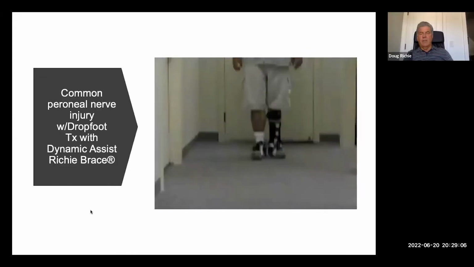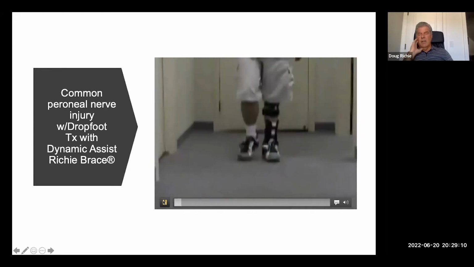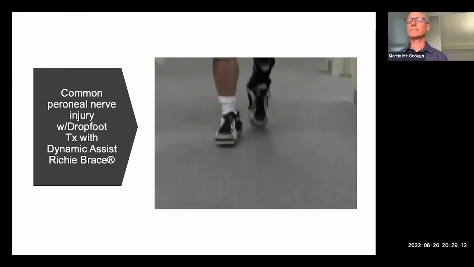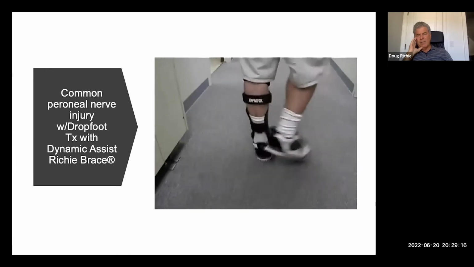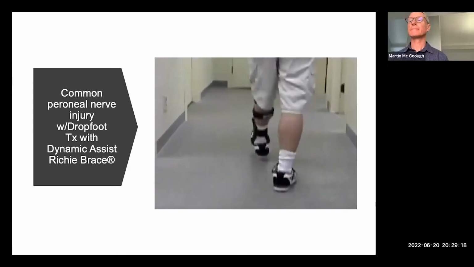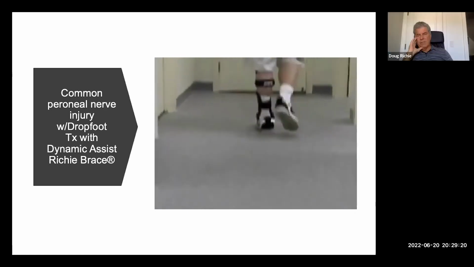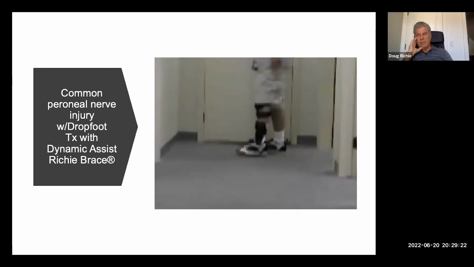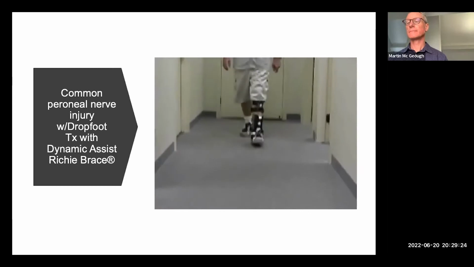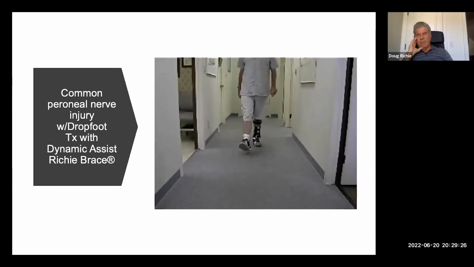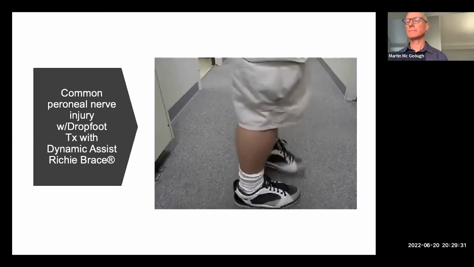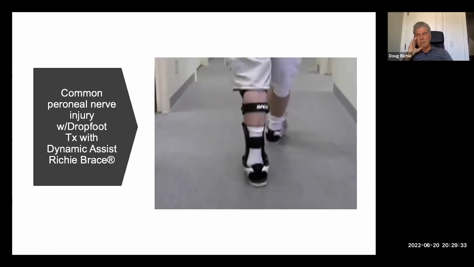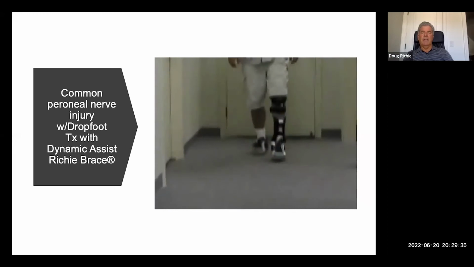So he was a good candidate for the Dynamic Assist, and just like our previous patient, we see almost a normal gait pattern restored with the Richie Dynamic Assist brace, as well as moderate correction of his inversion supination deformity. I could get better correction of the frontal plane deformity if I used a restricted hinge brace, but in this case, I wanted to restore motion to the ankle joint.